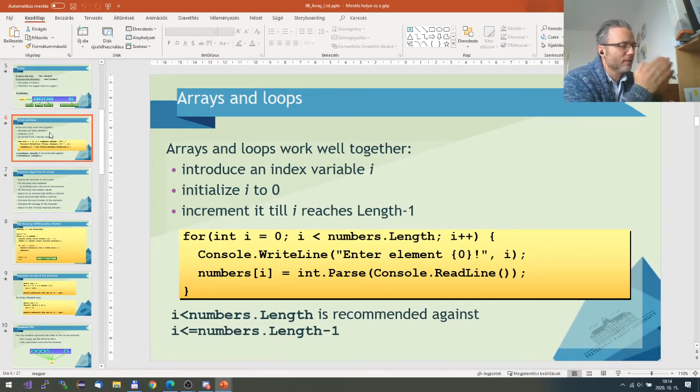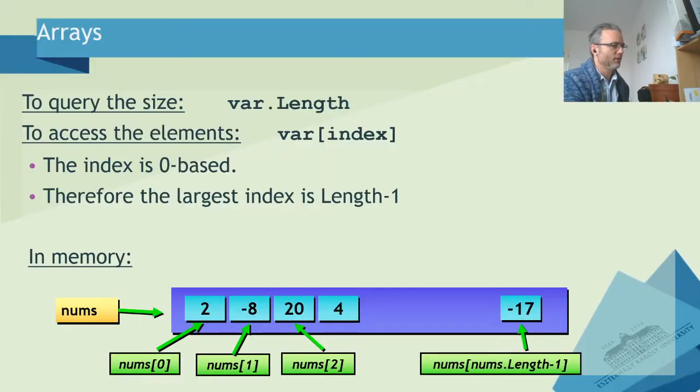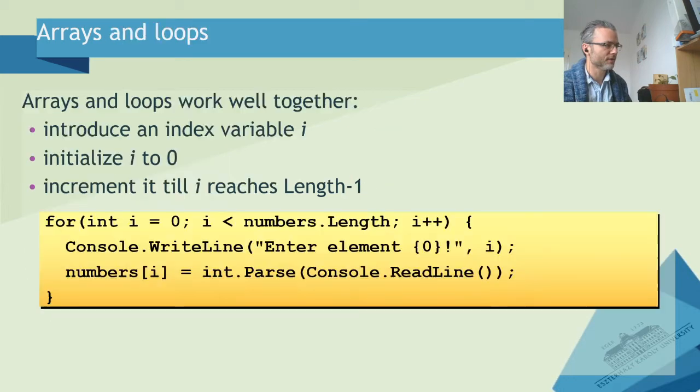I mentioned that if you use arrays, you typically need to use loops. If you check out this source code here, I just want to fill the array with elements from the console, right? By the way, if there is something wrong with the stream, please let me know.